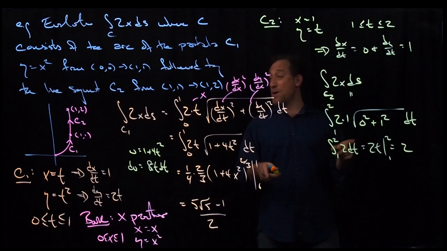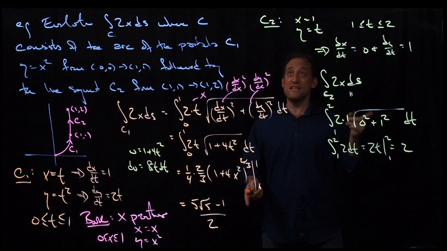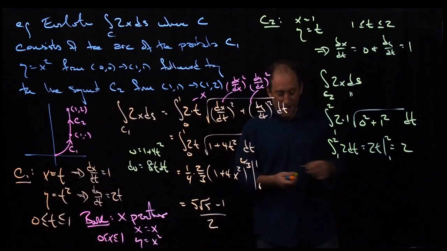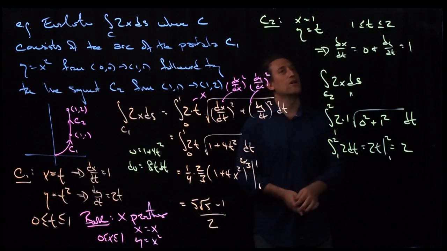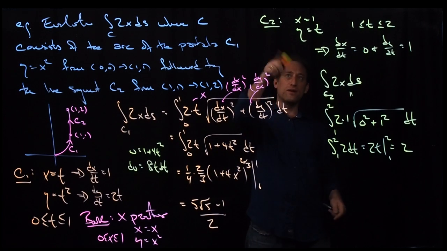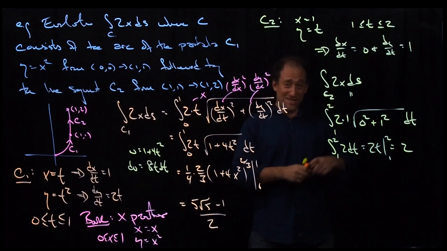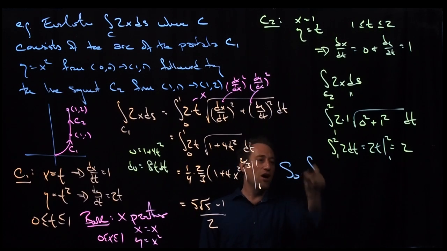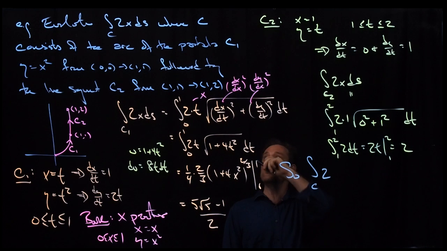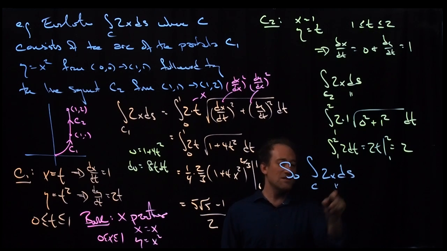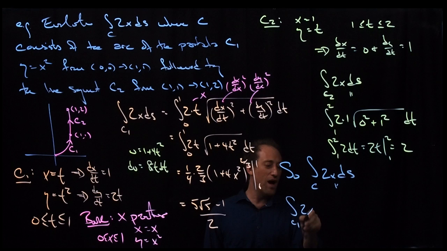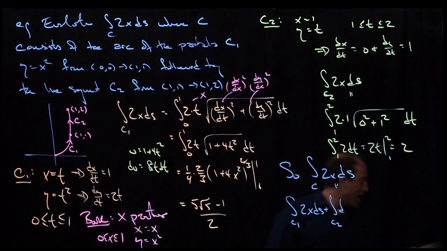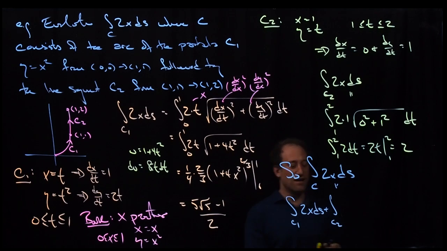Two of the multiple choice answers to this problem in the book, if it is in the book, I'm sure are this one A, this one B, neither of which are true, because remember, I'm integrating not along C1, not along C2, I'm integrating along C, which is made up of C1 followed by C2. So the integral along C of 2x ds is equal to the integral along C1 of 2x ds plus the integral along C2 of 2x ds.